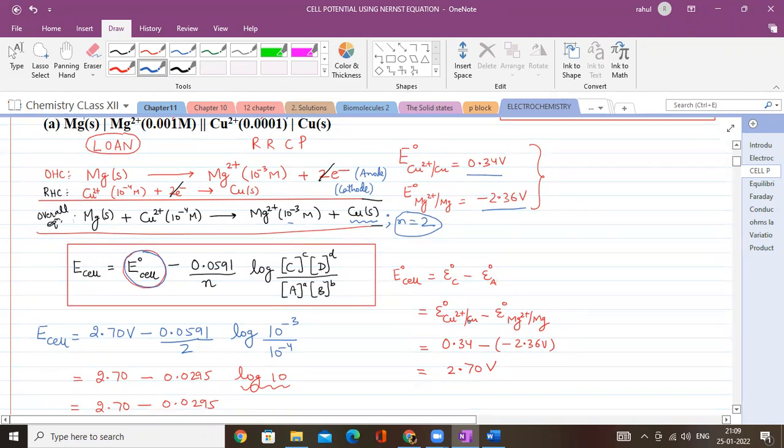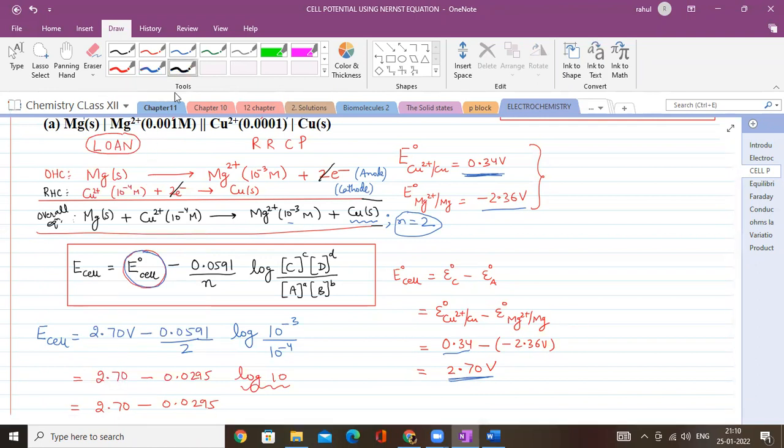So E naught of the cell is E naught of copper2+/copper minus E naught of Mg2+/Mg, which is at anode. The value for copper is 0.34, so I'll put down 0.34 minus (-2.36). So it comes out to be 2.70. So E naught of the cell comes out to be 2.70 volt.